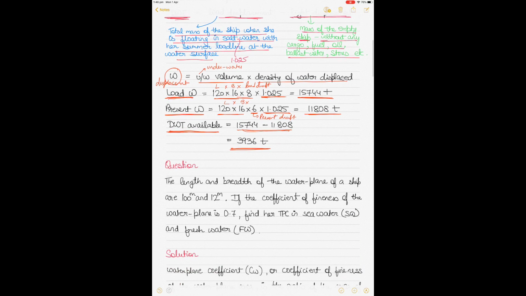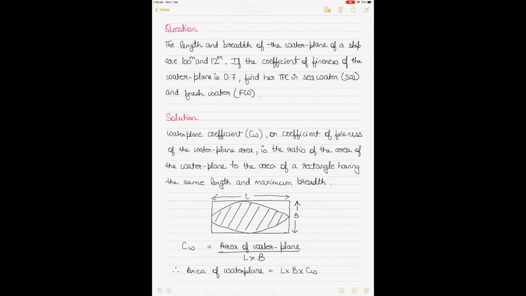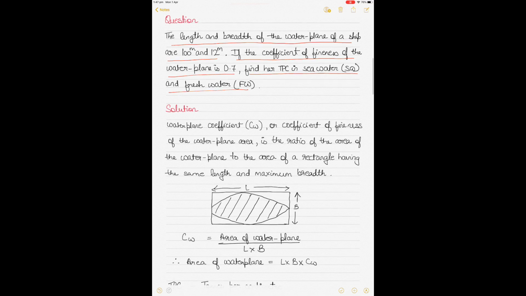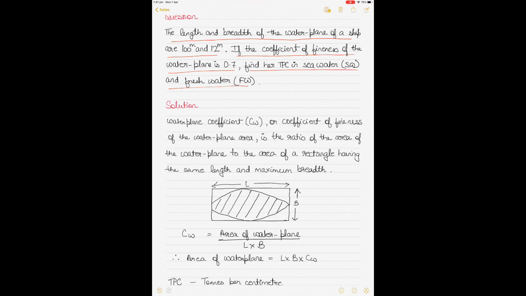Alright, let's go on to the second question, which says that the length and breadth of the water plane of a ship are 100 meters by 12 meters. If the coefficient of fineness of water plane is 0.7, find her TPC in seawater and freshwater. So there are some terms that are used here that you are probably not familiar with. So let me explain those terms first before I start solving the question.